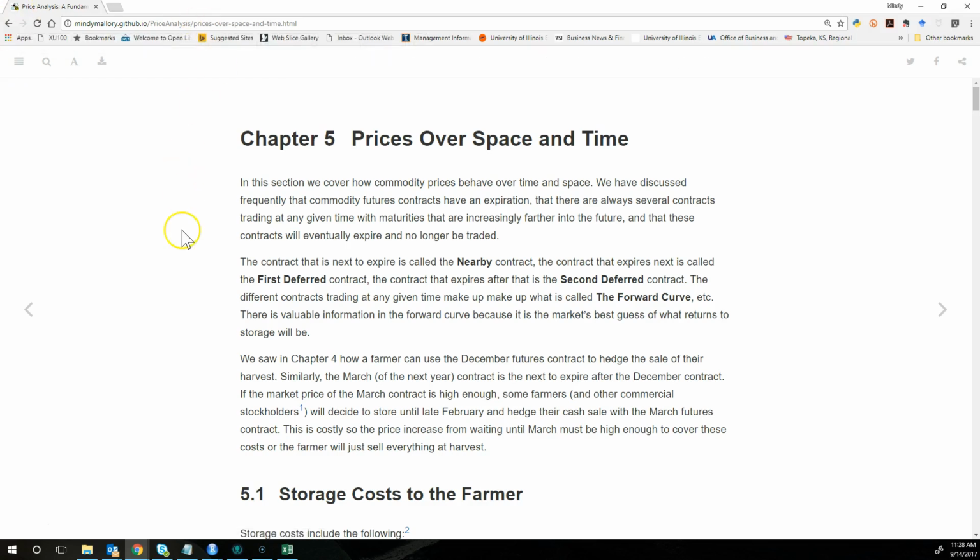For example, if they see incentives to store that they think are worth it, for example, the price of the March futures contract is significantly higher than the price of the December futures contract, instead of hedging with December, they could hedge with March, put their grain in the bin until March comes, and then sell their grain somewhere near the March expiration, and they will have guaranteed that return to storage.